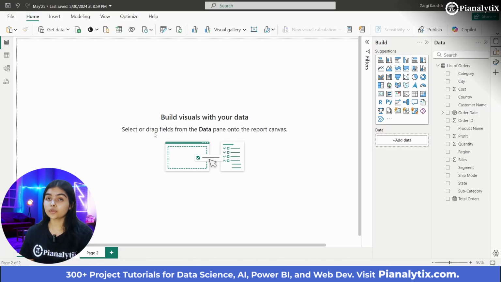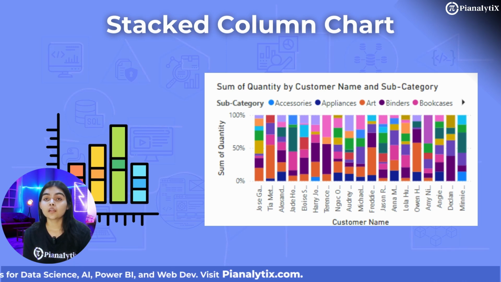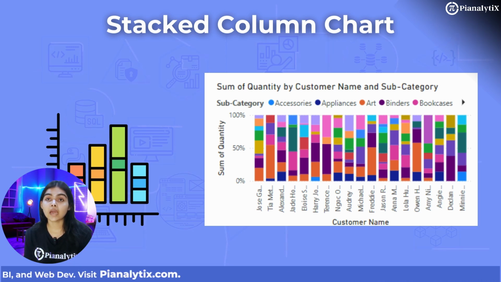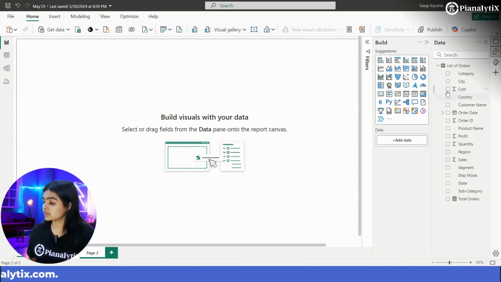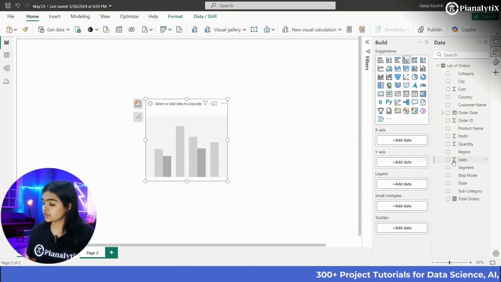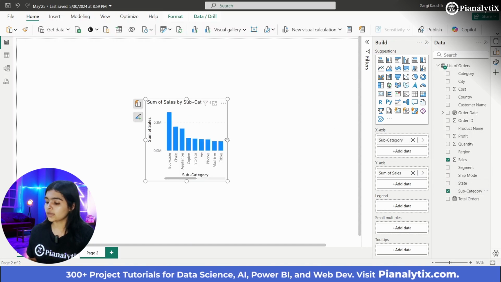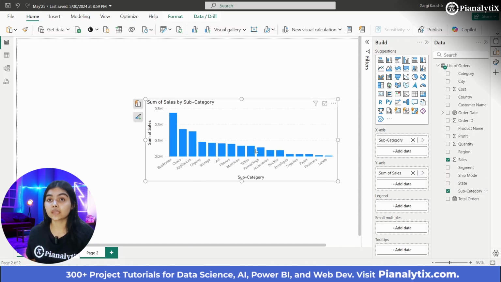I will move on to the very first visual that I want you to know about, which is the bar chart or the stacked column chart as it is named in Power BI. Now, stacked column charts are important to see a particular value across different categories. What I mean by that is, let's say I select a clustered column chart here and I want to see sales. So I'll put sales on the y-axis and subcategories on the x-axis. Now we can easily compare sales across different categories. So it is used for comparing the value over different categories.